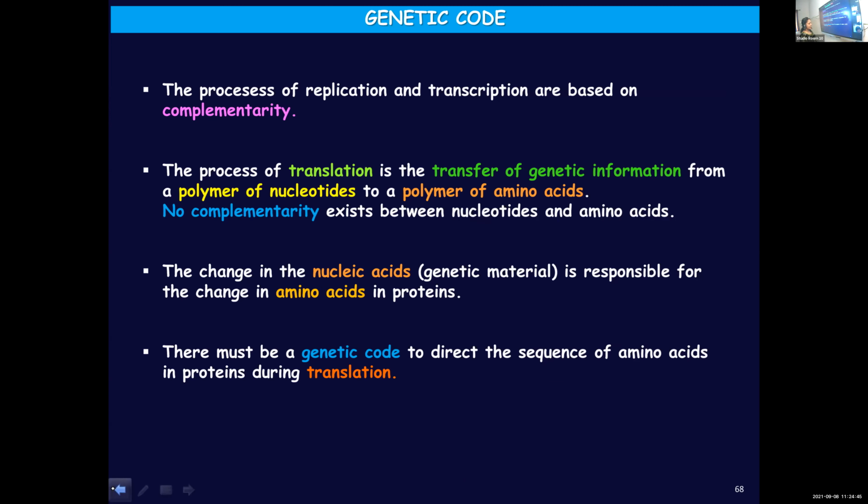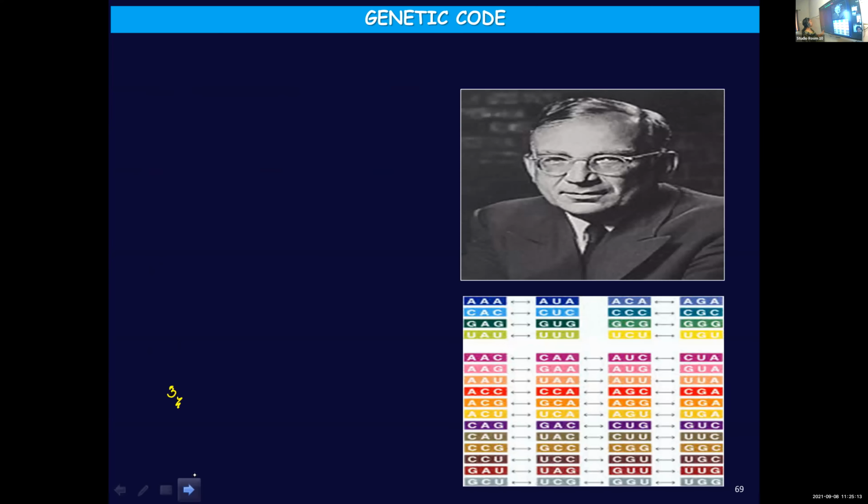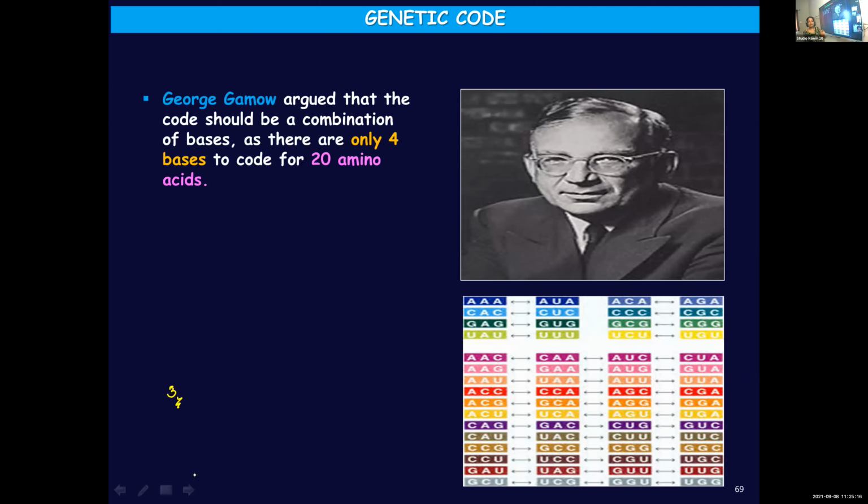For the translation process to proceed, you know that in translation, the genetic information present on the nucleotide is converted, or transferred, to protein. Proteins are sequences of amino acids, and between nucleotides and amino acids there is no complementarity. So we need a genetic code to direct the process of translation. The scientist George Gamow suggested that for carrying out the translation process, a genetic code is required.